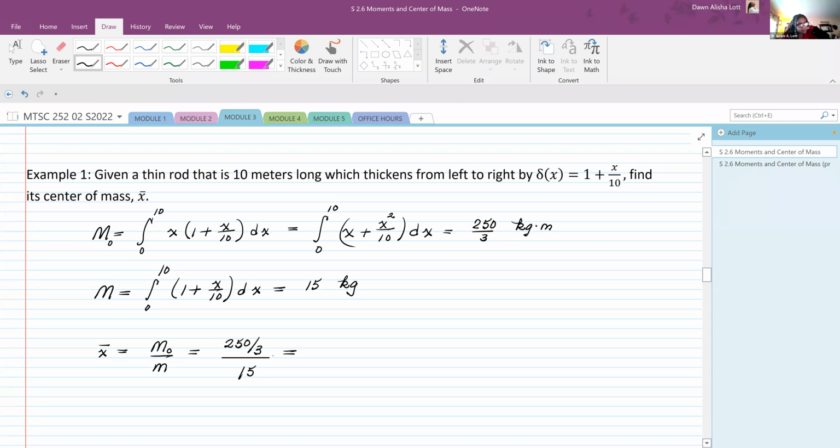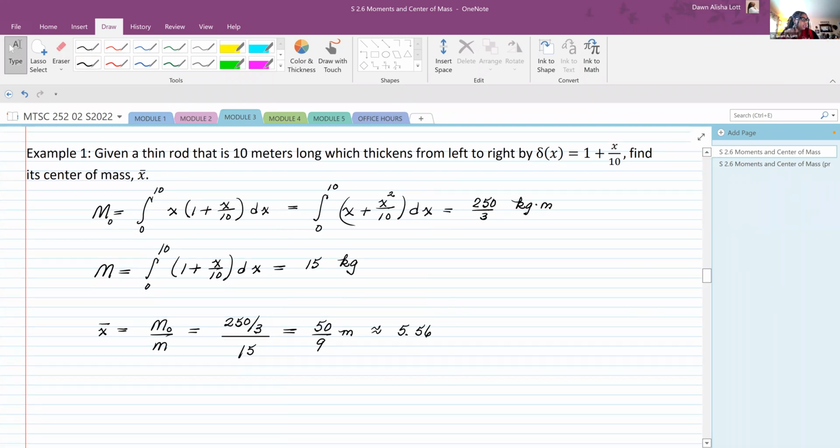And that comes out to be 50 over 9 meters, a little bit more than the center. This is approximately 5.56. So this rod that's getting thicker only by x over 10, not a whole lot, but by x over 10, this particular rod has a center of mass of 5.56.